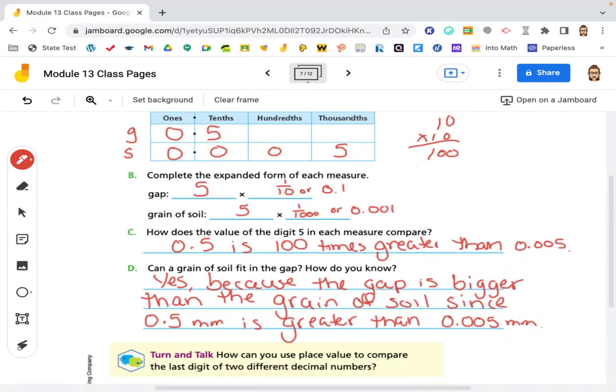And that is all for today's lesson. Hopefully, you are now able to read, write, and represent decimals to the thousandths. And remember, in order to be a math person, all you have to do is be a person and do math.